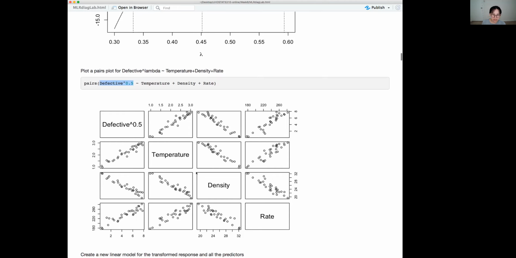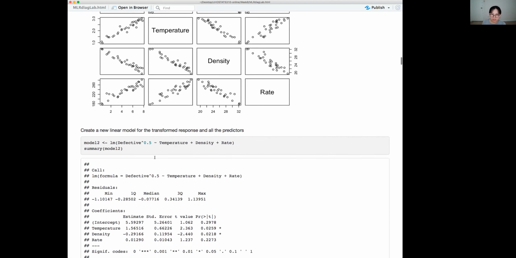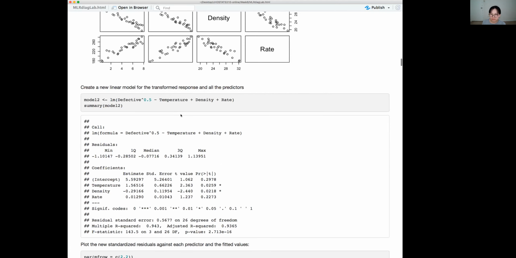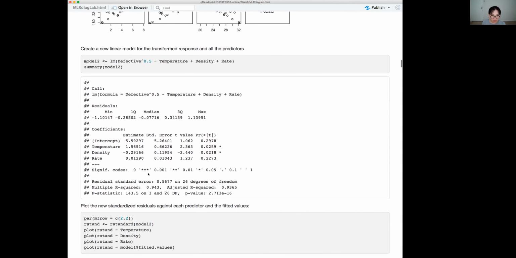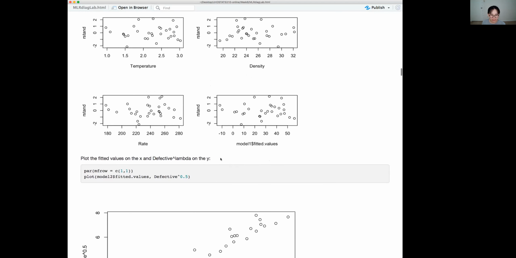And we again did a scatter matrix plot and see the linear relationship is much more clear this time. If you do this, y versus temperature, y versus density, and square root of y versus the rest, they look much more linear, right? And now we create a new model for this. And look at the summary and we check the standardized residuals, they all look okay.